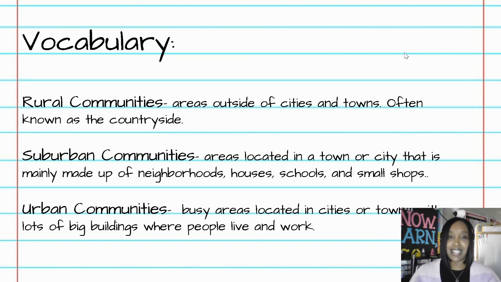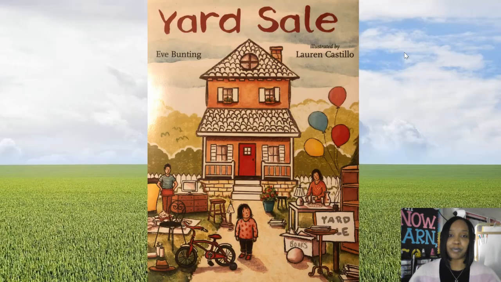Before we get started in our lesson, let's review some vocabulary words. Rural communities, areas outside of cities and towns, often known as the countryside. Suburban communities, areas located in a town or city that is mainly made up of neighborhoods, houses, schools, and shops. Urban communities, busy areas located in cities or towns with lots of big buildings where people live and work.